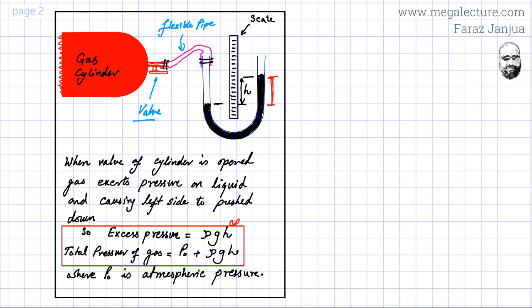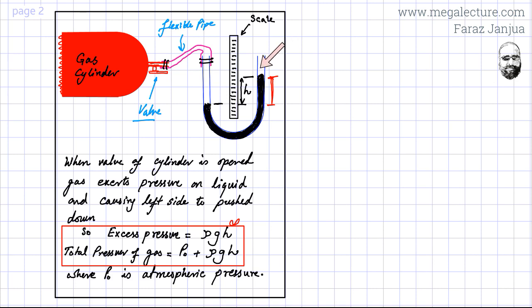If you need the pressure of the gas, what you have to do is add this excess pressure to the atmospheric pressure. That will give you the total pressure of the gas. Okay, so this is how we use a manometer. We connect one side to the device that we want to measure the pressure of, and then we see how much it goes up.